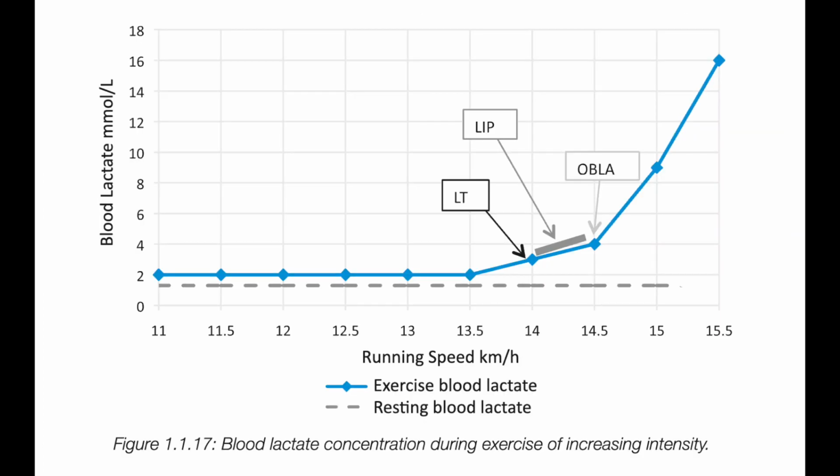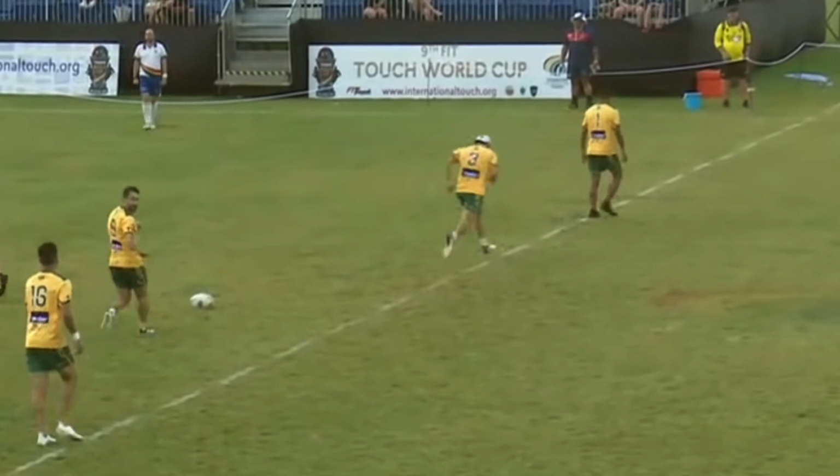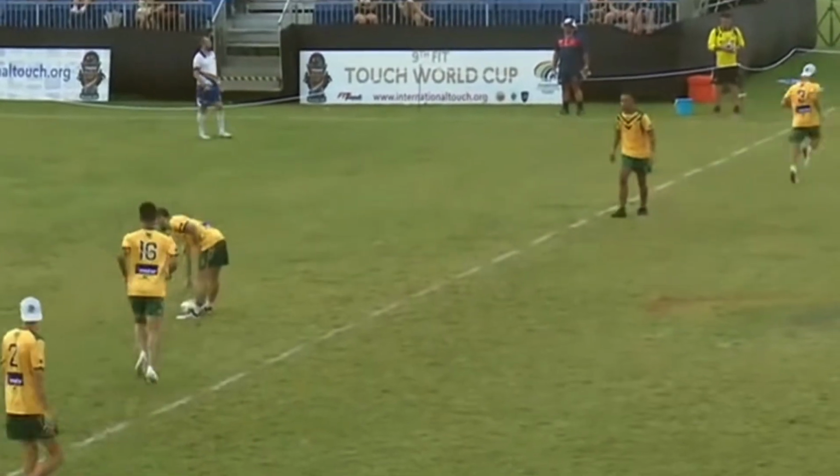Norman is now experiencing the lactate in his blood beginning to accumulate at an accelerated rate. This is also known as the onset of blood lactate or OBLA. Norman runs off the field for his first substitution. Norman spends a total time of 2 minutes and 31 seconds on the bench.